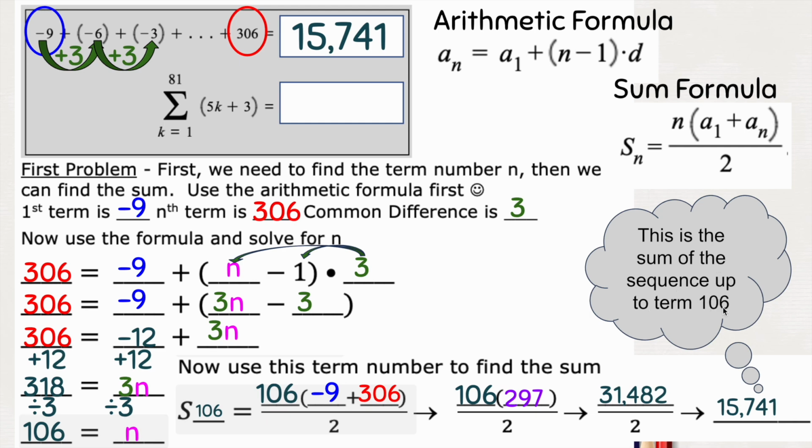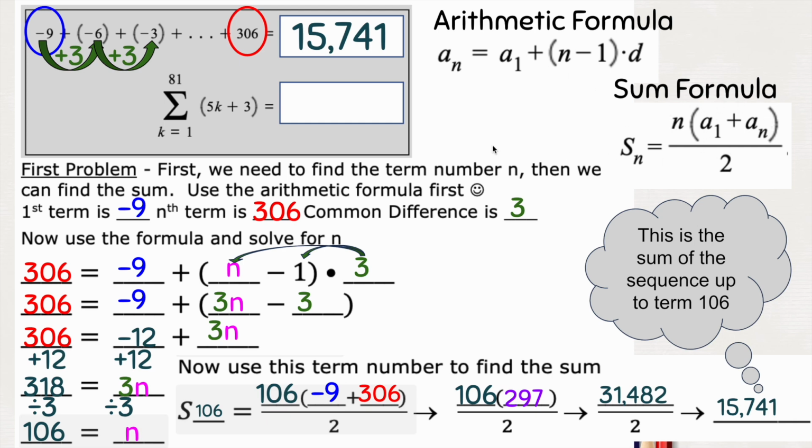So the sequence could theoretically continue. I don't see the ..., so maybe it's cut off at that point. But this is the sum up to that number. So we can find the sum up to any term number we want to, as long as we have the pieces to plug in here.